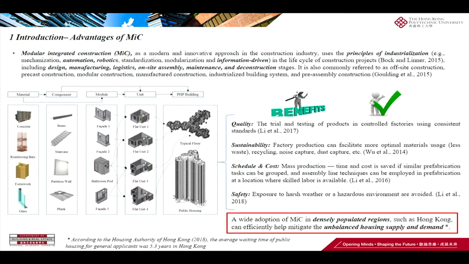So why do we use the method of modular integrated construction? It is because it has some technical benefits in comparison with traditional construction. First, it has better quality performance and sustainability. It means it can effectively reduce the construction waste, and it has better materials usage. And in the schedule and the cost performance, after we use a lot of production of the modules, it will have economies of scale. So it could reduce the construction cost.